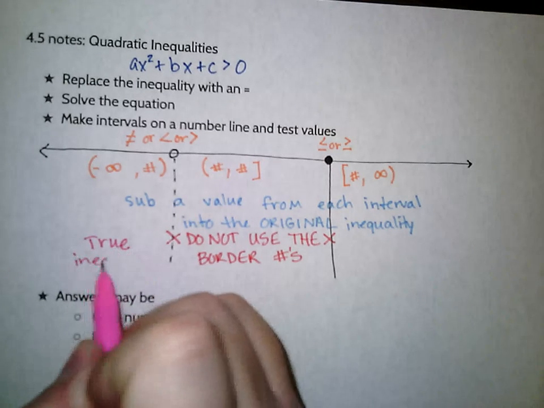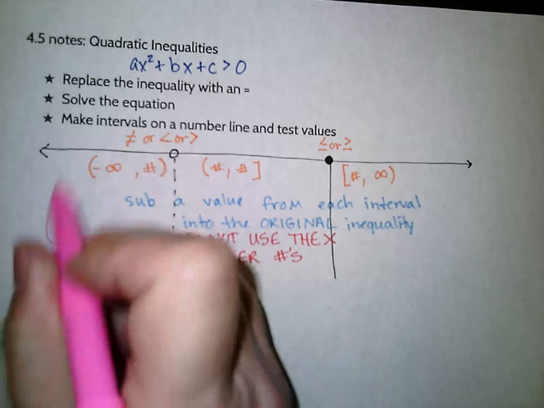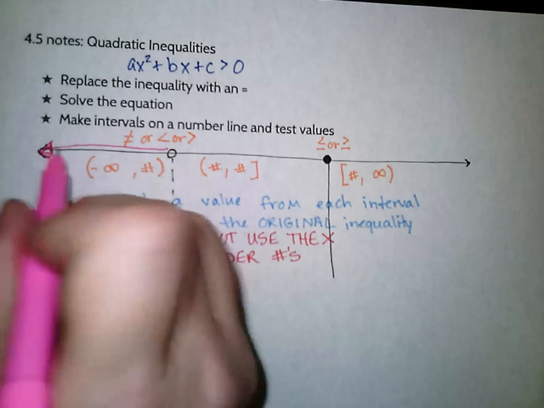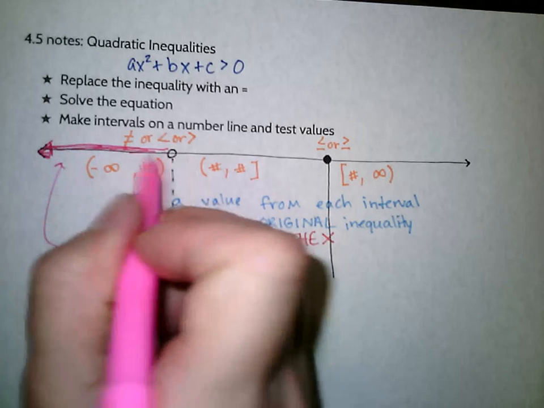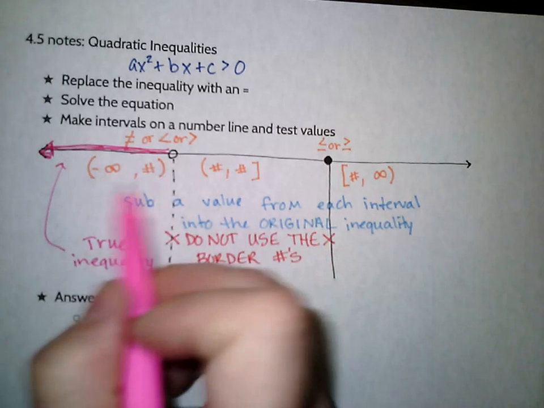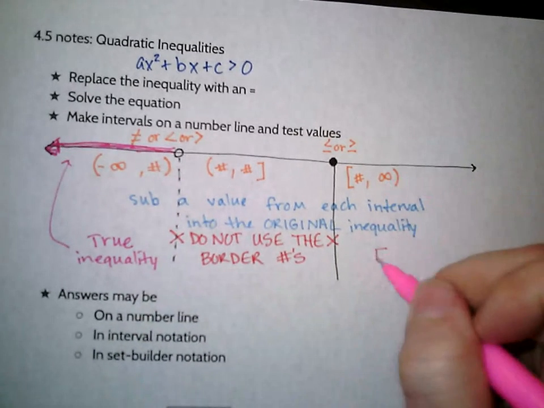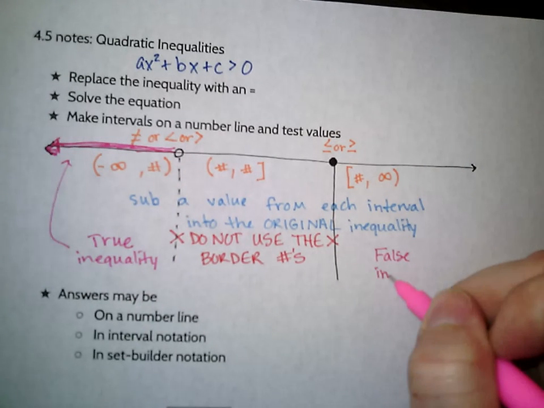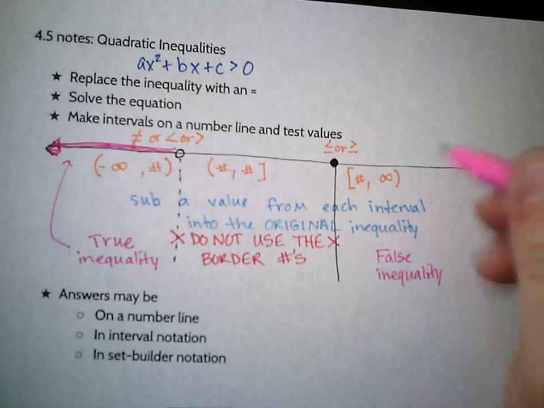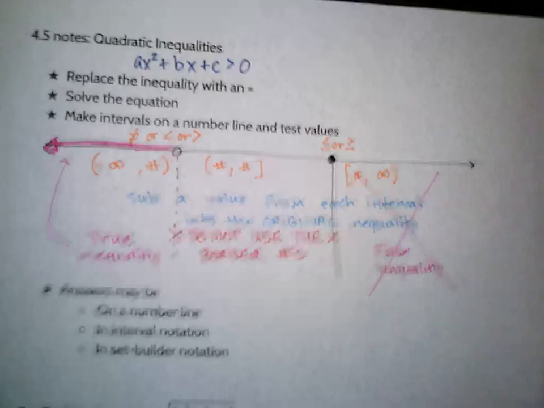If you end up with a true inequality, then you're going to shade in that part of the number line, and that will be your graphical answer. And then your interval notation answer would be the interval that you had listed there. If you get a false inequality, then that means that that section was not a valid part of the solution, so I usually just X through it.